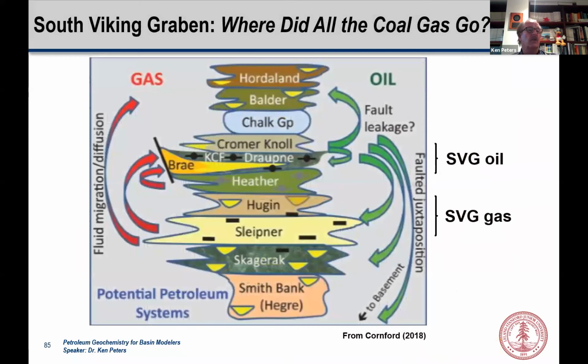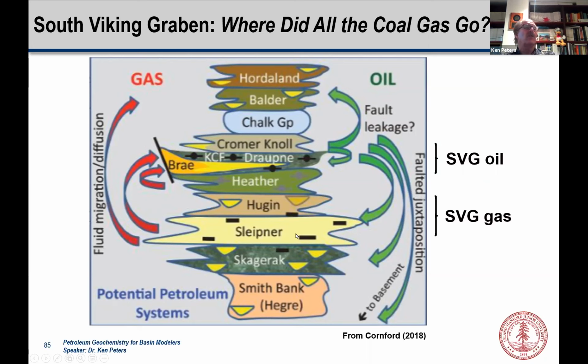Okay, so this is a figure from Chris Cornford's paper in 2018. And I actually gave this to you as a little homework assignment to think about. We're going to talk about it again now. How do you explain the apparent absence of the coal gas, even though we can see in geochemical logs that there's good material here, pretty high TOCs, relatively good TOCs?